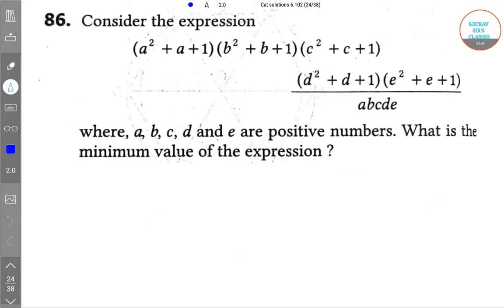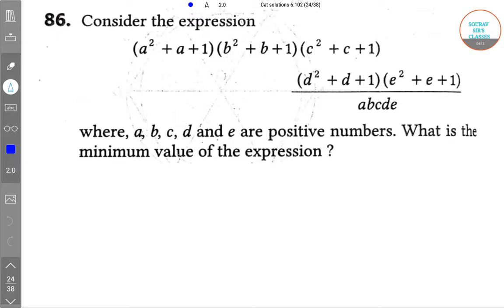The next question is, consider the expression (a² + a + 1)(b² + b + 1)(c² + c + 1)(d² + d + 1)(e² + e + 1) divided by abcde, where a, b, c, d and e are positive numbers. Then what is the minimum value of the expression?